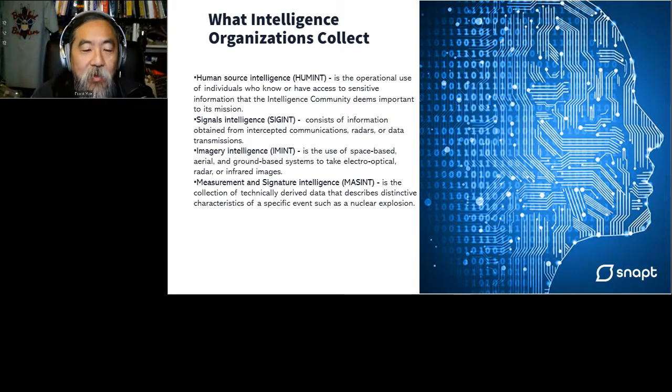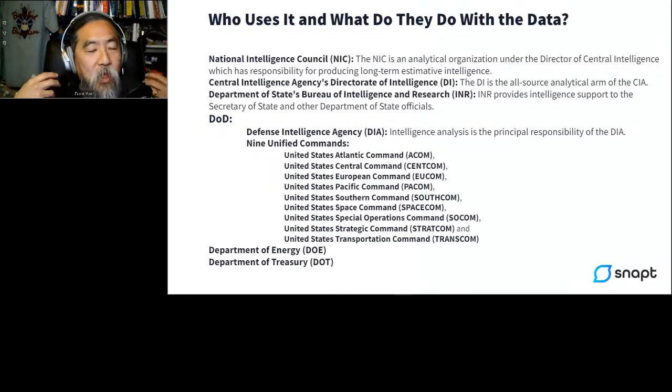So this is what the intelligence organizations gather. They gather all these different types of data. And again, correspondingly, we need to be collecting data from all these different organizations and types of data to be able to properly position ourselves from a cybersecurity perspective. So what do they do with all that data? How do they deal with it?